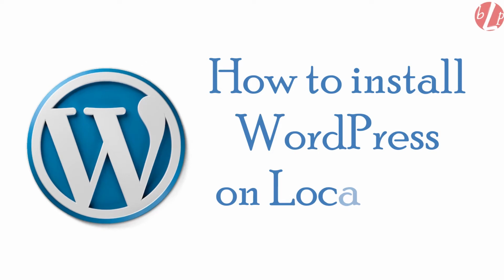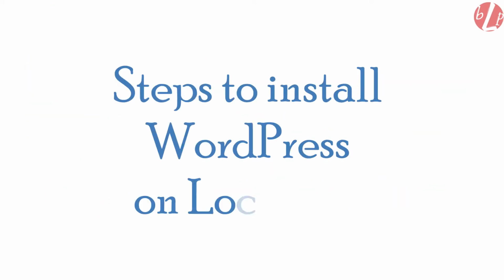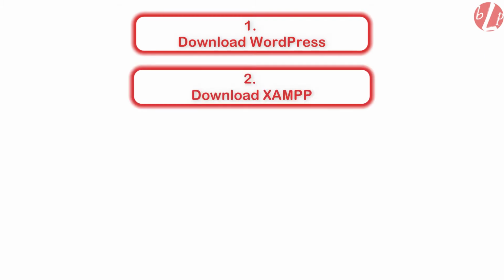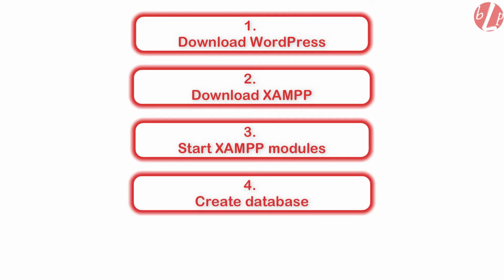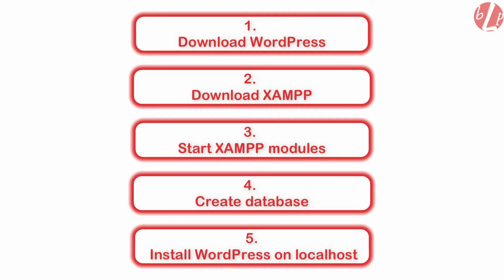Today we'll learn how to install WordPress on localhost. But first let's see steps for installing WordPress on localhost. First, download WordPress software. Second, download XAMPP software. Third, start XAMPP modules, that is Apache and MySQL. Fourth, create database on local admin. And finally, install WordPress on localhost. So let's start.